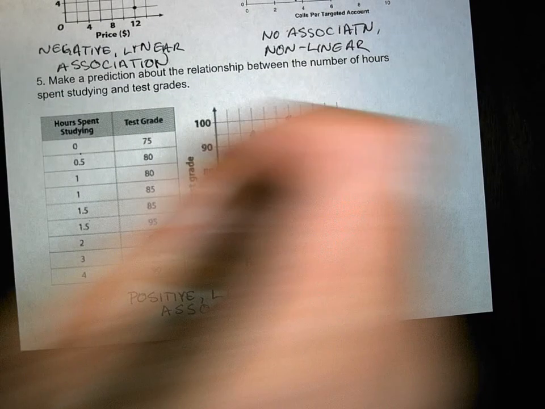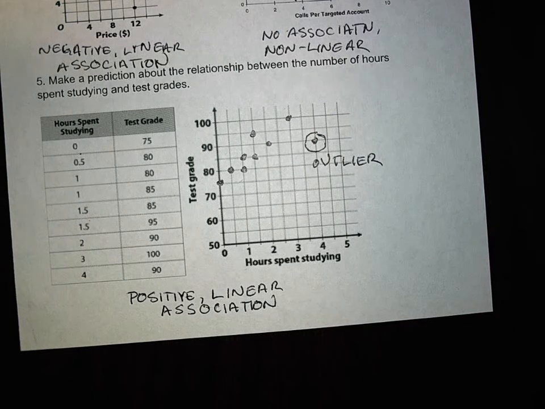Any question on how to identify associations? Positive rises. As X rises, Y rises. A negative association, as X rises, Y decreases. Like the temperature versus the sales of snowboards. The colder the temperature, the higher the sales.